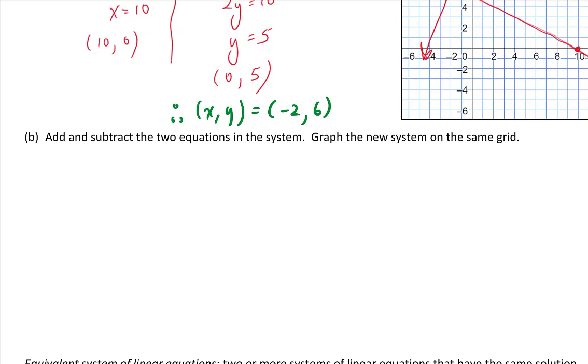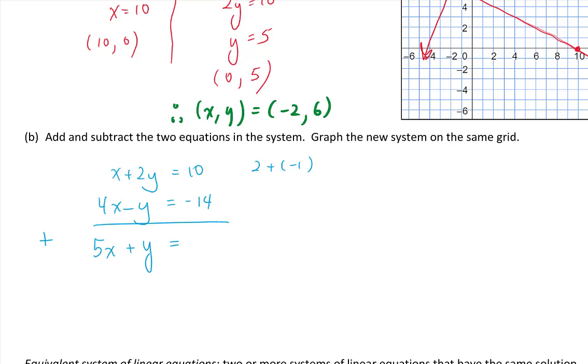So when we say add and subtract, it's simply that. We're going to take our two equations, x plus 2y equals 10. We're going to add it to 4x minus y equals negative 14. So I'm going to put a little plus sign here to remind myself that I'm adding these two equations. And we add them column by column. So x plus 4x, so we have 1x plus 4x, that gives me 5x. If I have 2y plus a negative y, that's 2 minus 1, so that leaves me with 1y. And then we're going to take the 10 plus the negative 14, or same thing, 10 minus 14, that is negative 4. I'm going to call that equation C for now.